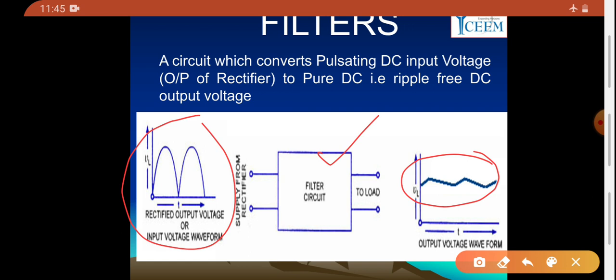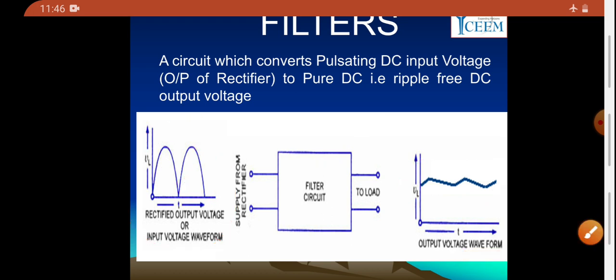Okay, ripple free, what do you mean by ripple? Ripples are nothing but AC contents present in the pulsating DC, that means the output of the rectifier. The variations in the output of the rectifier like AC, like you can see these variations, these are called ripples. So we don't want these AC components present in the DC, so removal of these ripples is nothing but purification by using filters. So what are the types of filters?